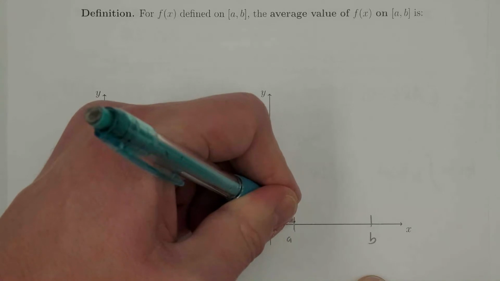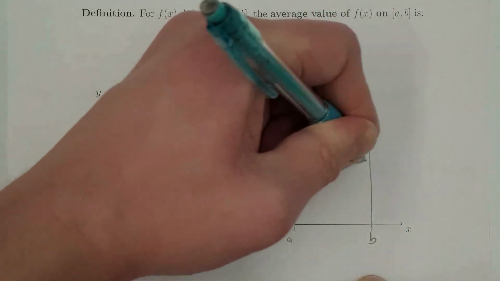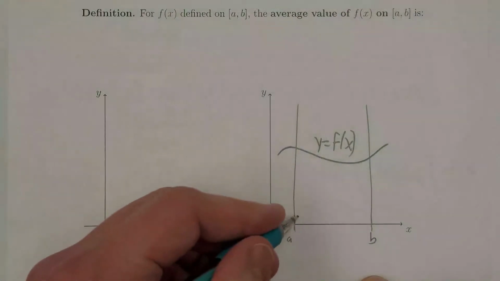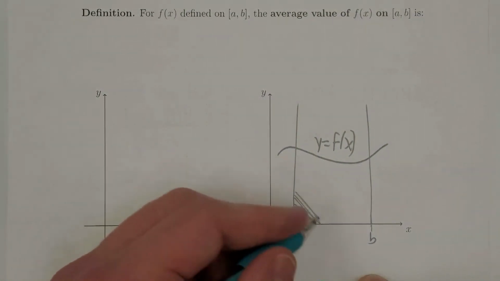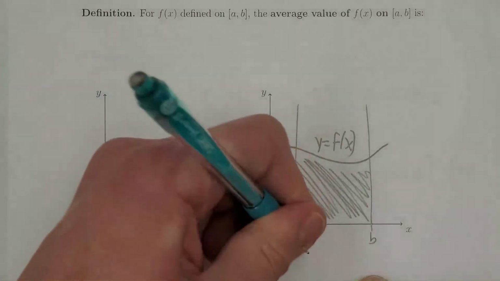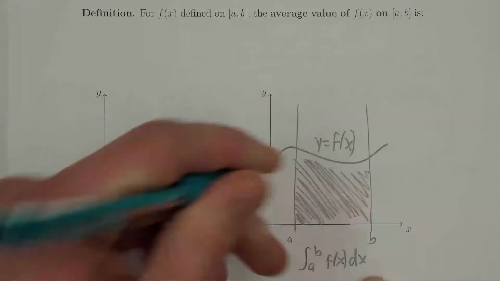Let's say we want to focus on this function, and say, all right, if you want to focus on the area of this shaded region here, we all know that's the integral from a to b of f of x dx. Okay?